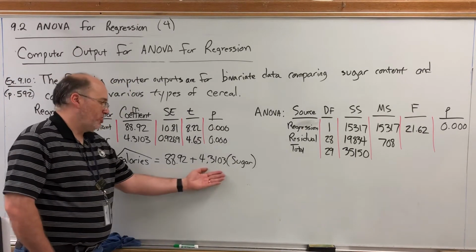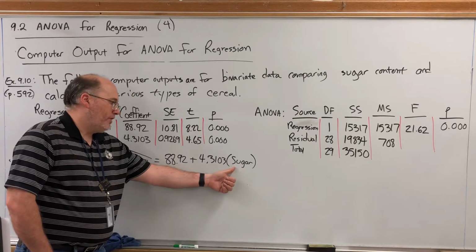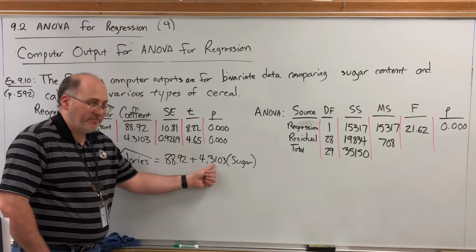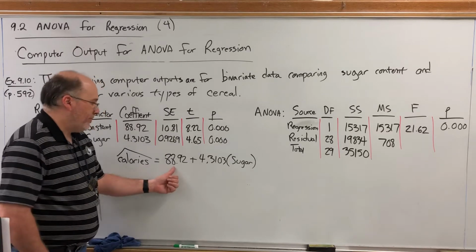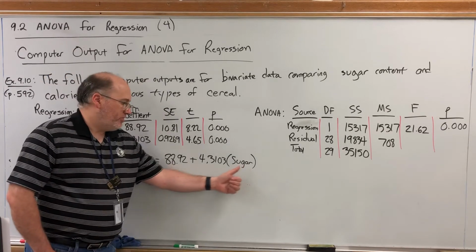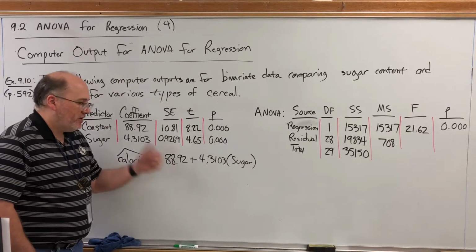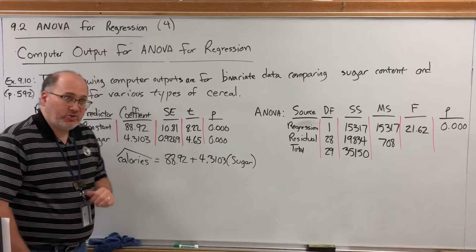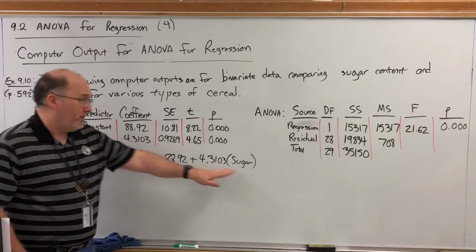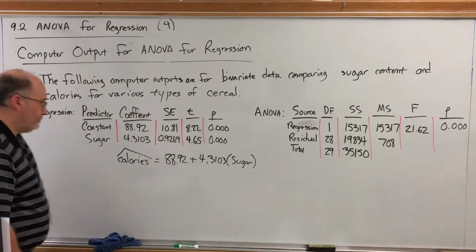We could interpret the slope. Sugar goes up by 1. We predict calories to go up by this amount. We could interpret the intercept. If the sugar is equal to 0, then we expect this many calories, which contextually would make sense, because it would be possible for a cereal to have 0 sugar in it.